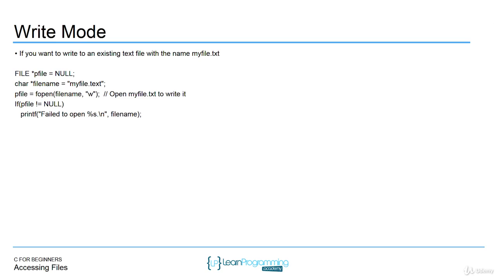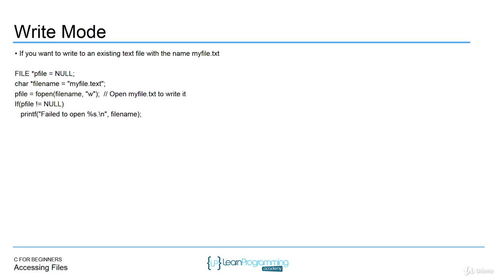Write mode. If you want to write to an existing text file with the name myfile.txt, you would create your file pointer, all caps, and initialize it to null, and then you would maybe create your file name as another character pointer, myfile.txt, or you could pass that in as the first parameter. And then you just say fopen, file name, and then "w" inside double quotes. That opens the file for writing, and it returns a file pointer. That's why you have pfile on the left of the assignment.